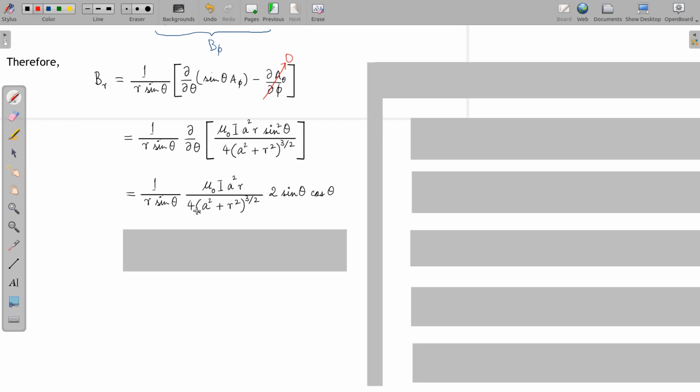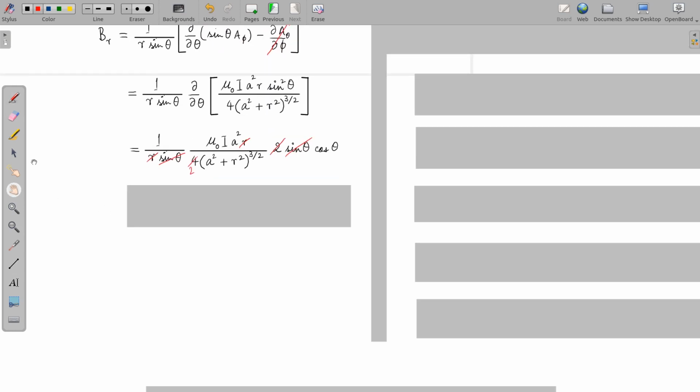Okay, yes, there are certain things that we can cancel out. This r will cancel out this r, then this sine theta will cancel out this sine theta, and this 2 will cancel out this 4 and give us a 2 here. Okay, and nothing else. So this is going to give us B_r to be like this.